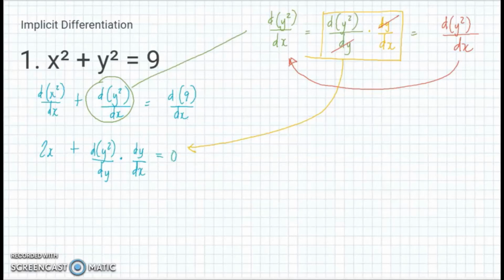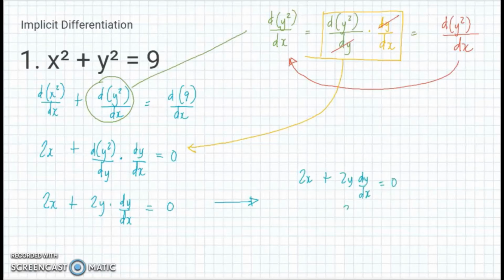So let us simplify this further. We have 2x plus, again in this case, we can now get the derivative of y squared with respect to y. Apply the power rule. So plus 2y, and let us not forget the dy over dx, equals 0. And let's do step 2 now. We are on isolating our dy dx. So let me just rewrite this.